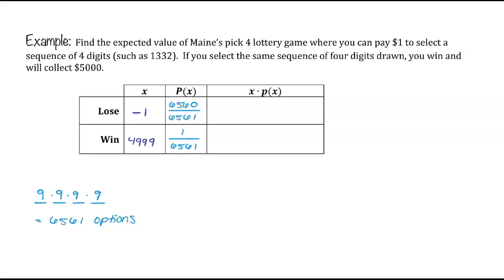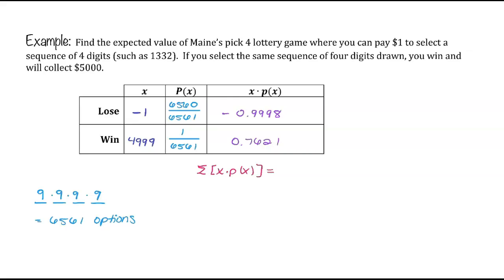Now, to calculate the expected value, we need the sum of each data value x times its corresponding probability. So the next row of our table is exactly those products that we need, each x multiplied by p of x. For the first row, we have -1 times 6560 over 6561. This gives us a product of -0.9998. For the second row, we have 4,999 times 1 over 6561 for a product of 0.7621. Adding these 2 values together will give us our expected value.